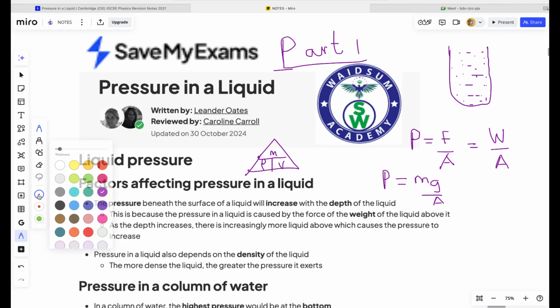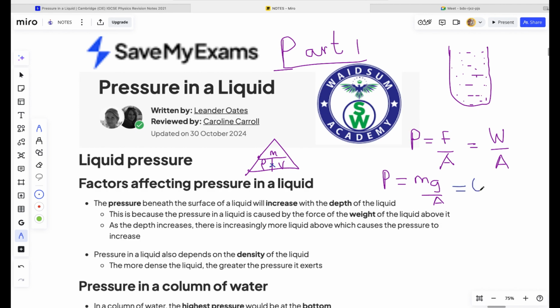I know you'll be wondering where we are going with this. This mass I want to replace with density and volume. Instead of writing mass, mass is the same as density multiplied by volume. So I can simply write this formula as the density of a liquid times the volume of the liquid times the G, which is already there, so I put the G here, over the area.